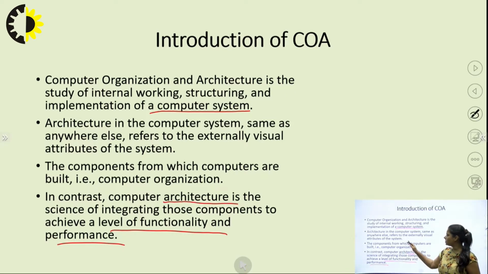Architecture and organization are the two basic parallel hands of computer design. If we are designing on the basis of hardware, we have to think about both parameters, organization and architecture. So let's move forward.